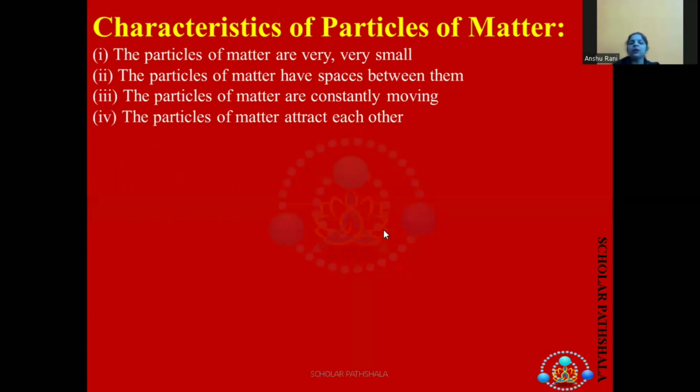Particles of matter are made up of very tiny particles called atoms, and atoms combine to form molecules. Matter has spaces between its particles, that's why solubility is there, and we can dissolve something in liquids. Particles of matter are constantly moving, that we have seen in Brownian movement also. Particles of matter attract each other.